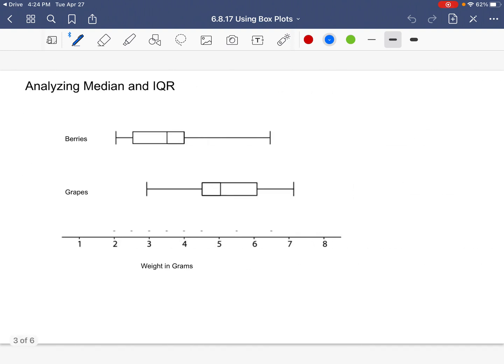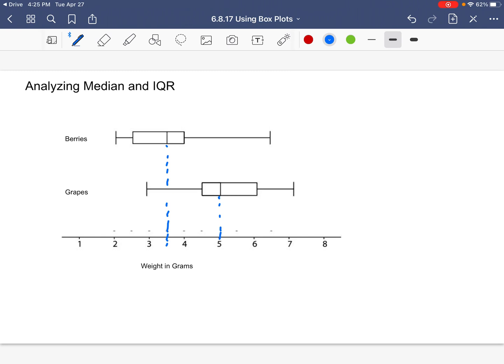So here we have two box plots showing us the weight in grams of berries and grapes. And we can see that the median weight of berries, if we were to draw that down to about here, is 3.5 grams, and the median weight of grapes is 5 grams. So we would say that grapes are typically heavier than berries.